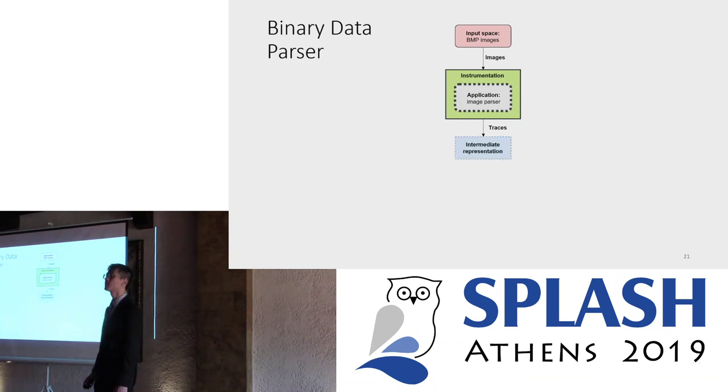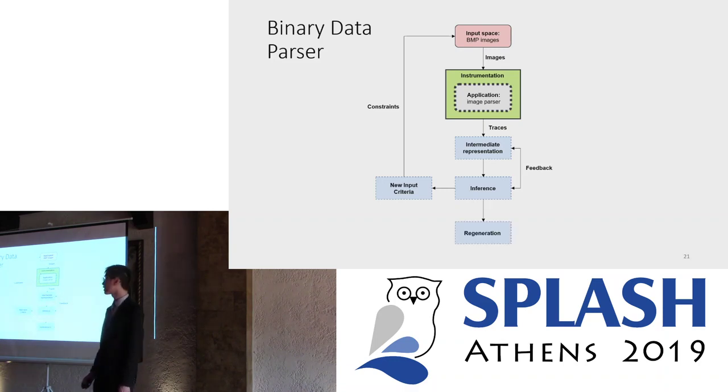Those traces give us an intermediate representation that tells you the mapping of output bytes as a function of input bytes, and that's fed to our inference engine, which also gives feedback on how to refine the intermediate representation. That inference then gives us new input criteria on what are the new bitmaps we should then try running through the program. And after repeating this process and getting a sound inference, we then perform regeneration and obtain our new inferred parser.